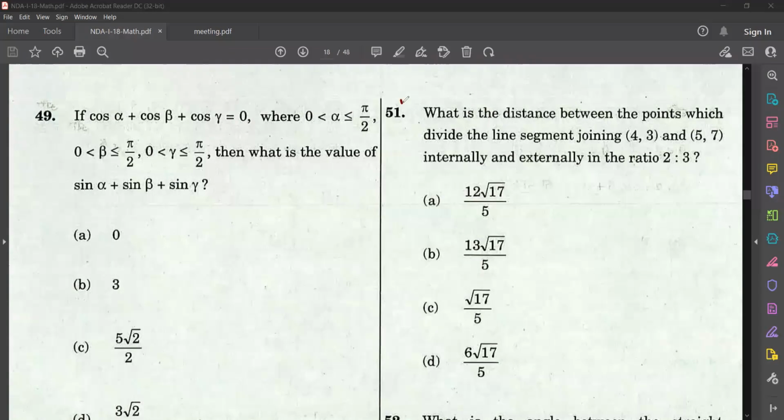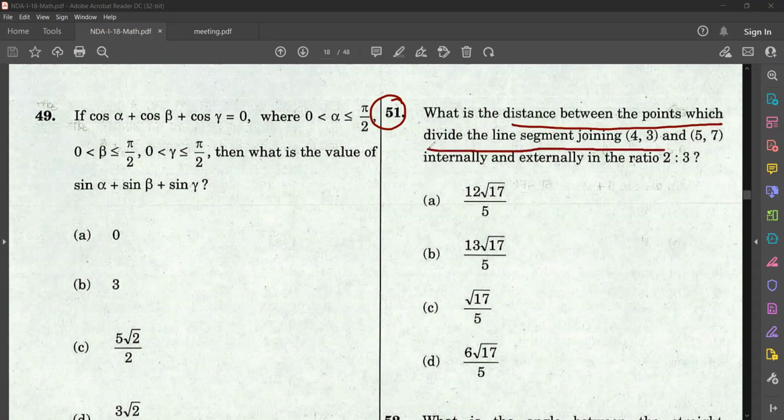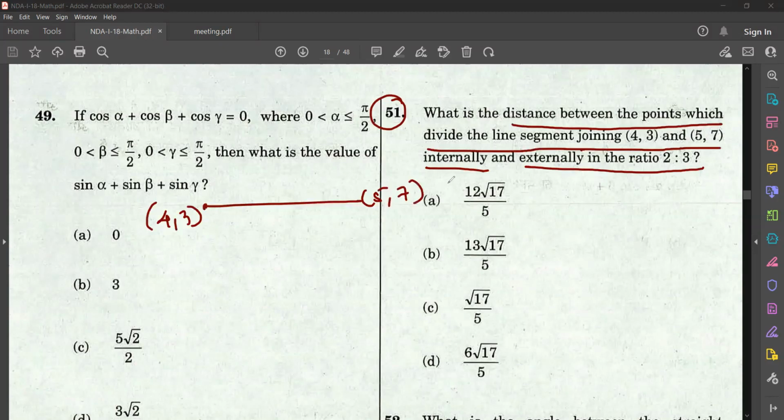All of you see question number 51. What is the distance between the points which divide the line segment joining (4, 3) and (5, 7) internally and externally in the ratio 2:3?